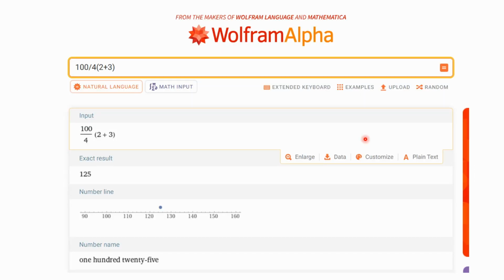Now you can look at Wolfram Alpha. Go online and type in, I tried to type in a division symbol, but I had to type it in, 100 divided by 4 times the quantity 2 plus 3, and it takes it and draws it out this way, and it tells me the answer is 125. It's not trying to prioritize the implied multiplication here at all.